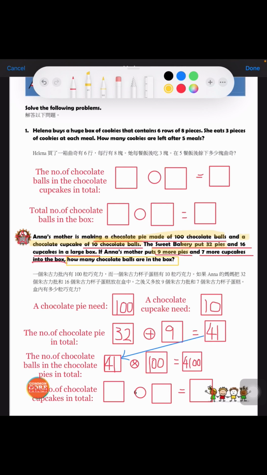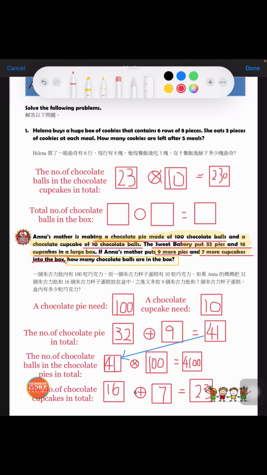Now, how about the number of chocolate cupcakes? The Sweet Bakery have put 16 cupcakes into the box, and Anna's mother has put 7 more cupcakes. So the total number of cupcakes would be 16 plus 7, which equals to 23. So the number of chocolate balls in the cupcakes would be 23 times 10 chocolate balls in each cupcake, which equals to 230.